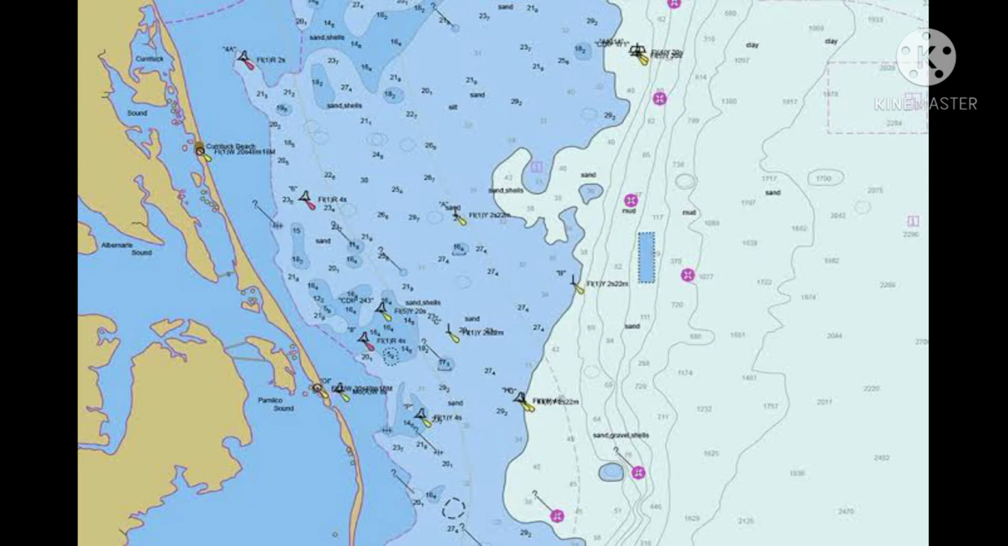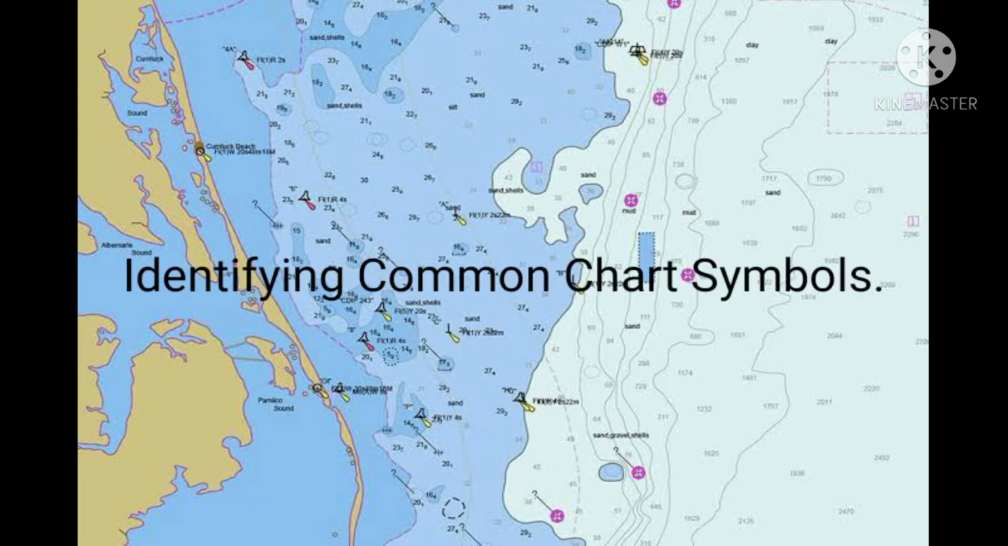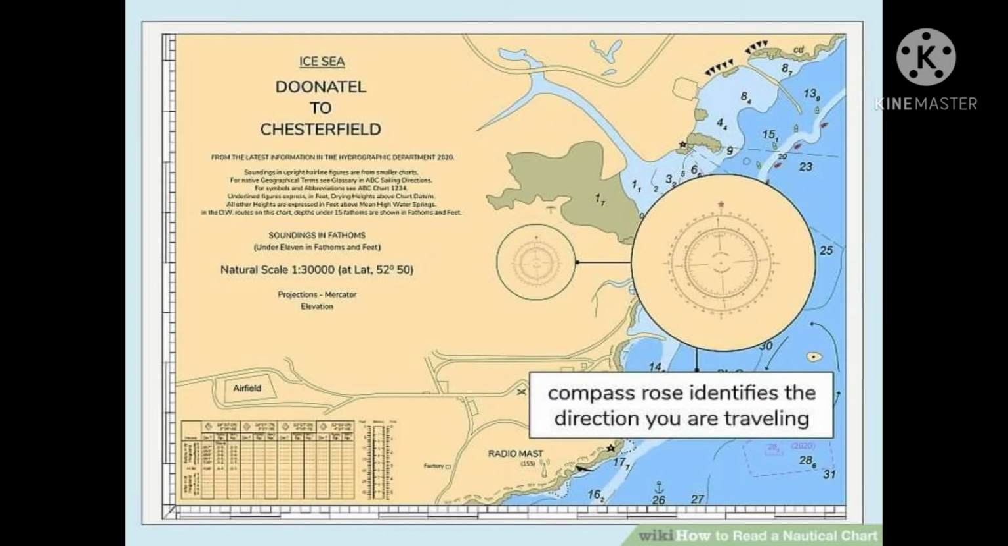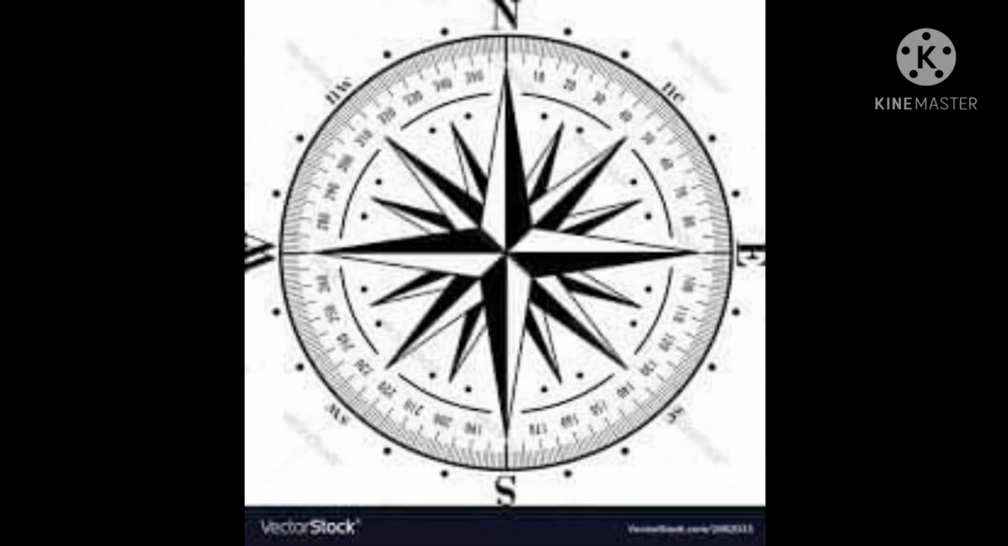Part 3. Identifying common chart symbols. Step 1. Use the compass rose to identify the direction you are traveling. The compass rose is a series of 3 circles surrounded by numbers. The outer circle is to help you find true north, represented by a star or 0. The inner circle points to the magnetic North Pole at the time of the chart's printing.